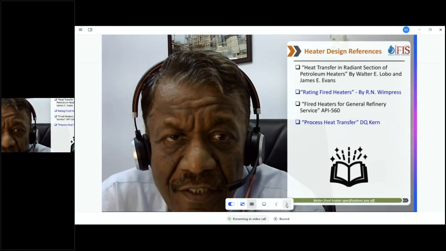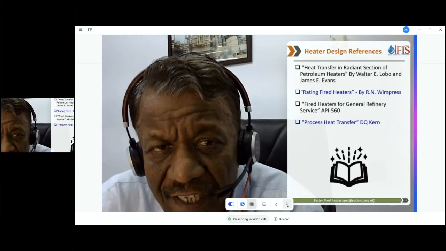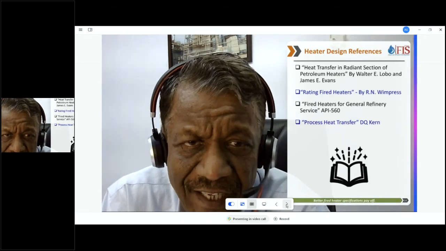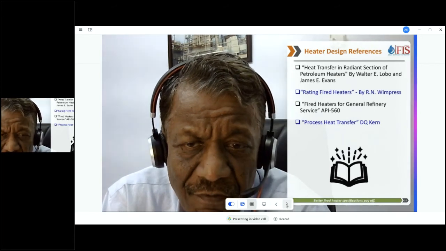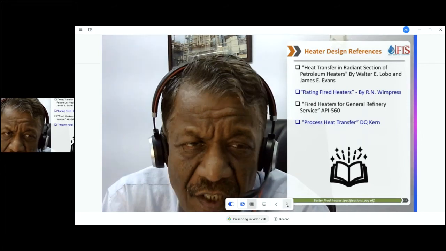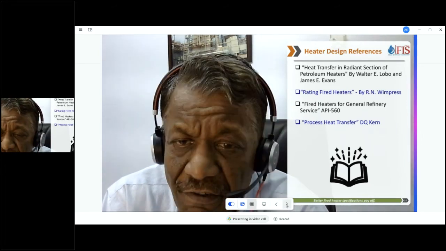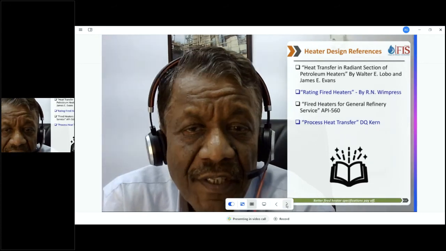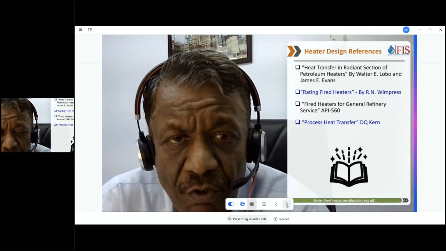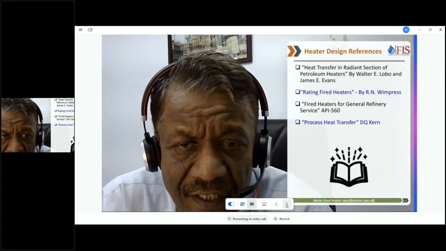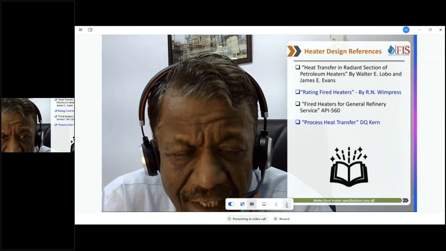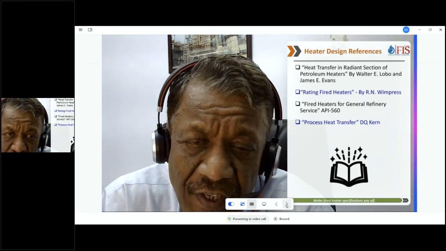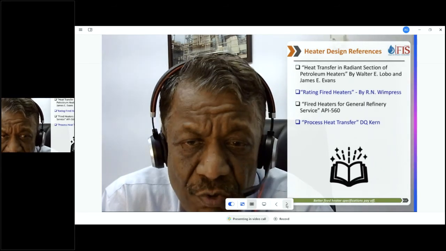There is a very good paper on fired heaters published by R. and Wim Press, I think back in the 1960s. It was published in Hydrocarbon Processing. You can refer to that. That also gives you a very simplified method for designing fired heaters. There is a chapter in D.Q. Kern's Process Heat Transfer. That is also very, very useful if you want to go through it, at least the radiant section.